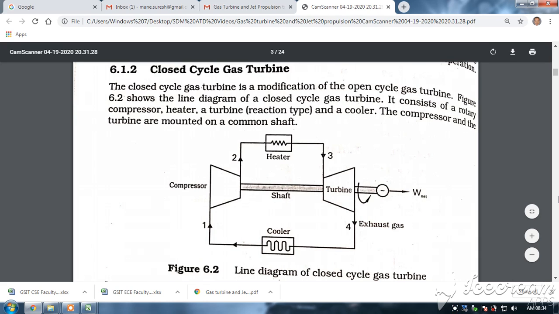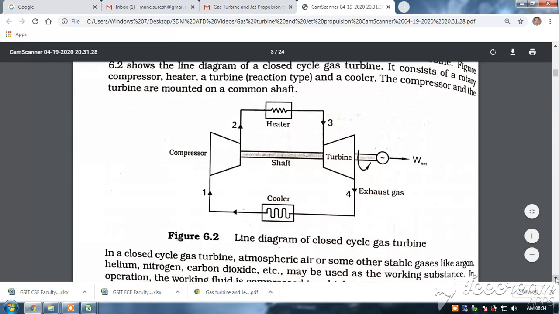Now we will look at the closed cycle gas turbine. The closed cycle gas turbine is a modification of the open cycle gas turbine. The figure shows the line diagram of a closed cycle gas turbine. It consists of a rotary compressor, a heater, a turbine, and a cooler. These are the four components. The compressor and the turbine are mounted on a common shaft. So this is the line diagram.